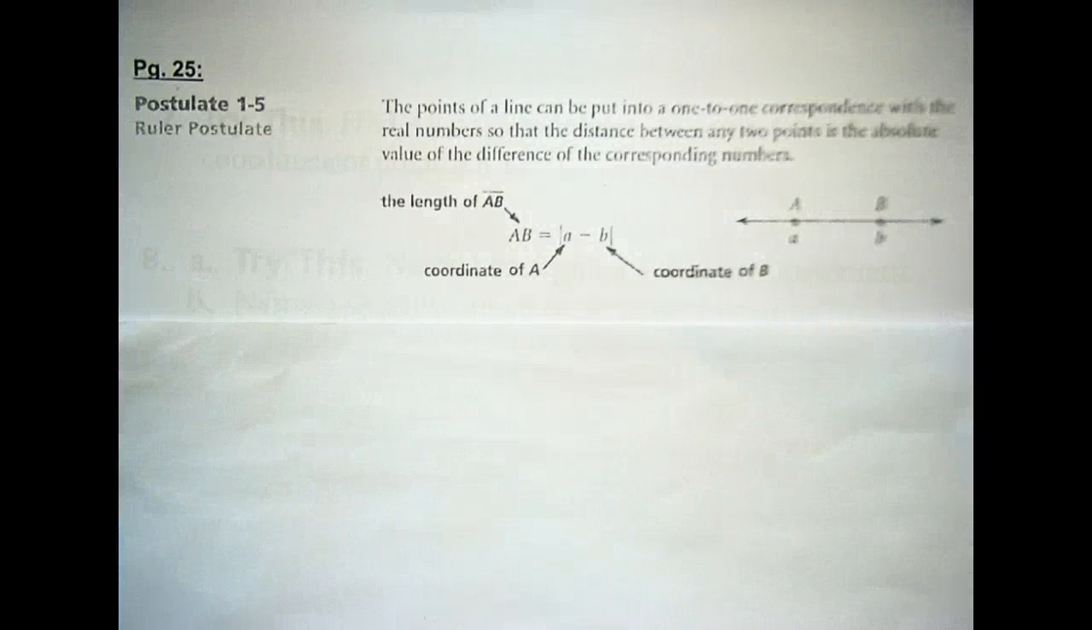But it says the points on a line can be put into a one-to-one correspondence with the real numbers so that the distance between any two points is the absolute value of the difference between corresponding numbers. Which, for some people, that just makes your head spin and hurt when you start reading stuff like that.